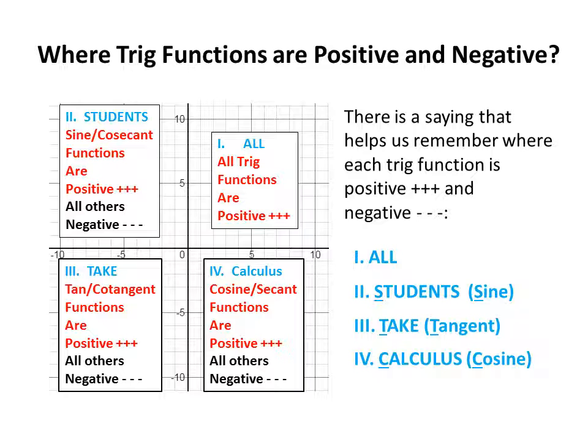This helps us remember, as we go around the unit circle that we're going to learn in our next unit, and as we go around the quadrants, we'll see where our trig functions are positive and negative. In the first quadrant, all are positive. In the second quadrant, "students" goes with sine: sine is positive, and its companion cosecant are positive, all others are negative. In the third quadrant, tangent is positive along with its compadre cotangent, all others are negative, and in the fourth quadrant I have "calculus," which goes with cosine, etc.